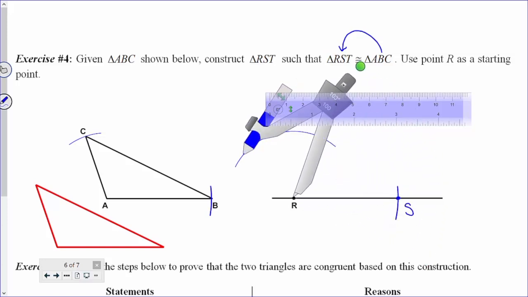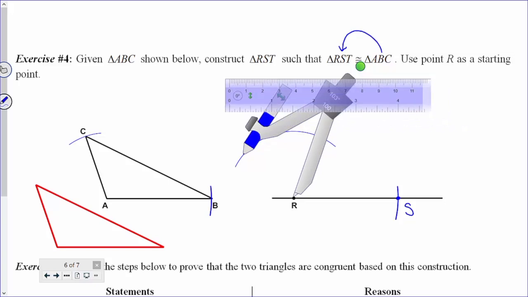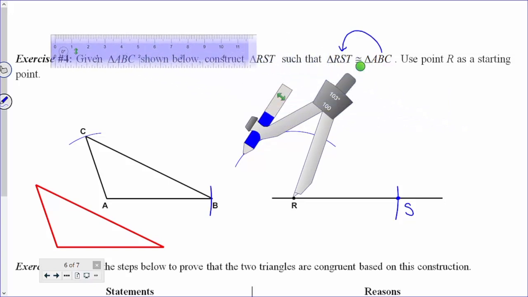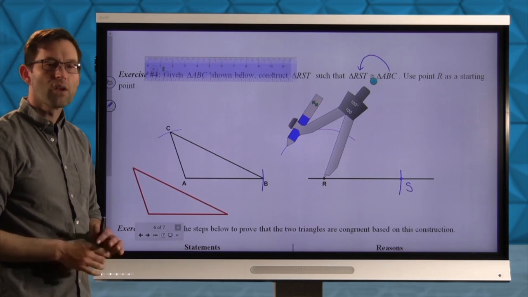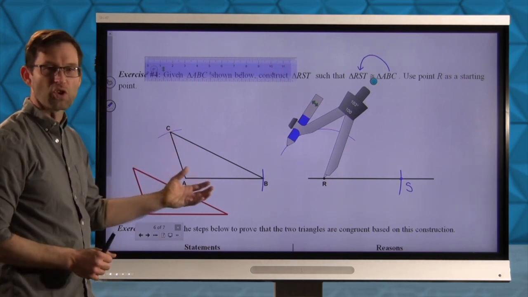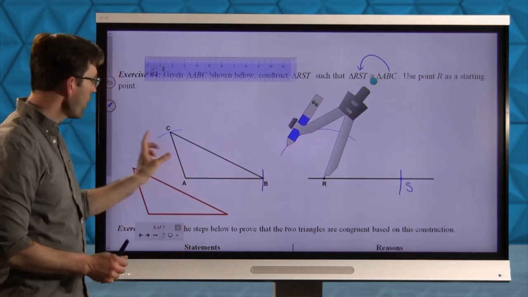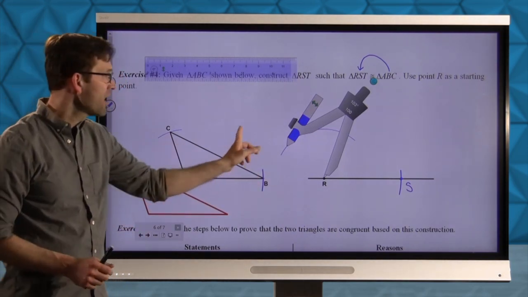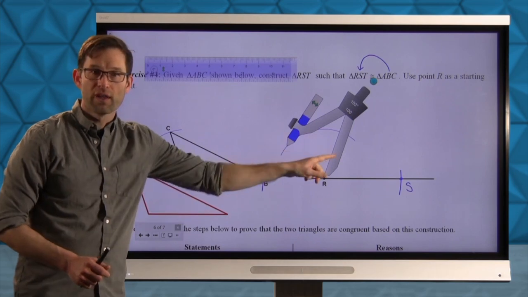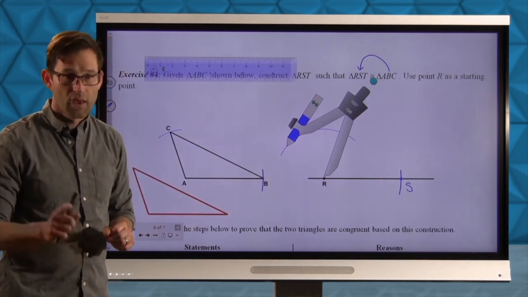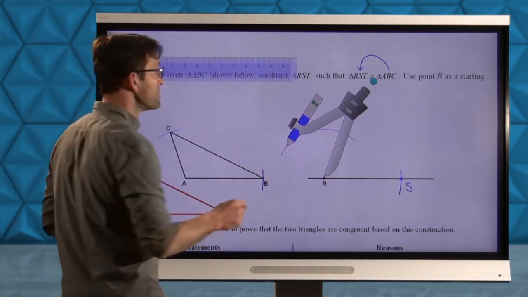Okay? What you'll notice a lot in constructions is that oftentimes you do things on one picture and then you reproduce the exact same thing over here. So I made the arc here of AC, and I make the same arc over here that has the same radius. You probably won't be surprised by what comes next.